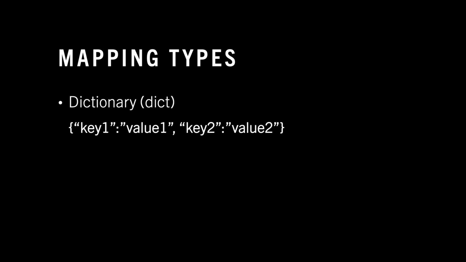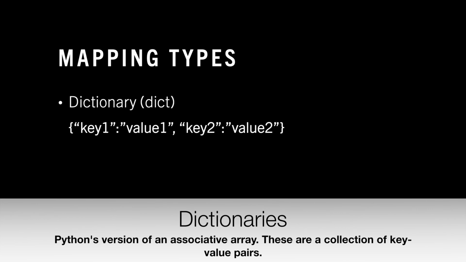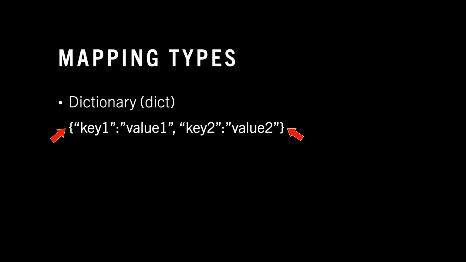For mapping types, we have dictionaries. Dictionaries are used to store data values using a key and a value. You cannot have duplicate keys within a dictionary. Dictionaries use curly brackets and have keys and values. The keys and values are separated by a colon, and each pair is separated by a comma. So in our example, key 1 maps to the value 1, and key 2 maps to the value 2.